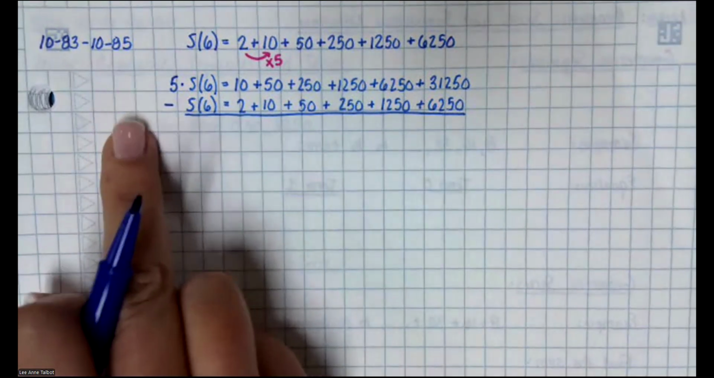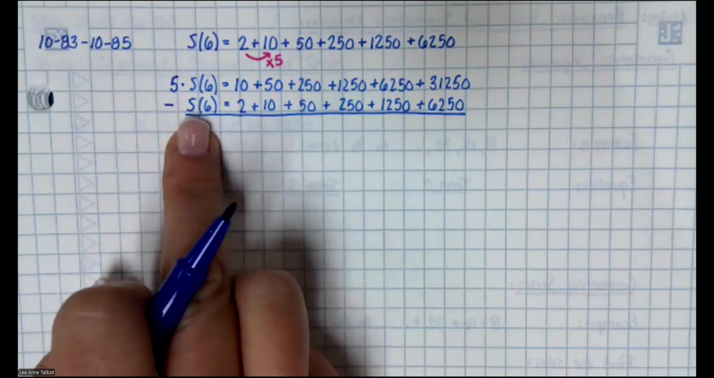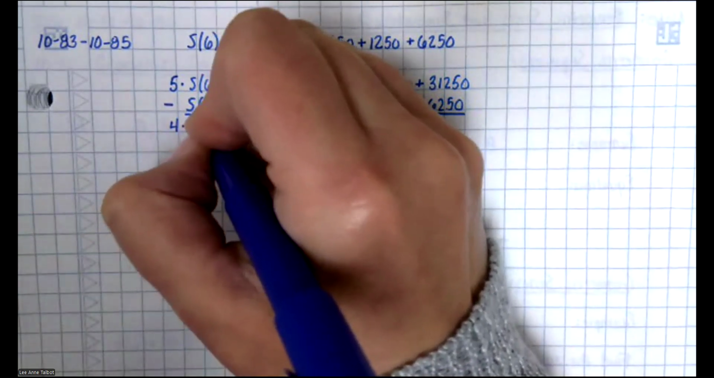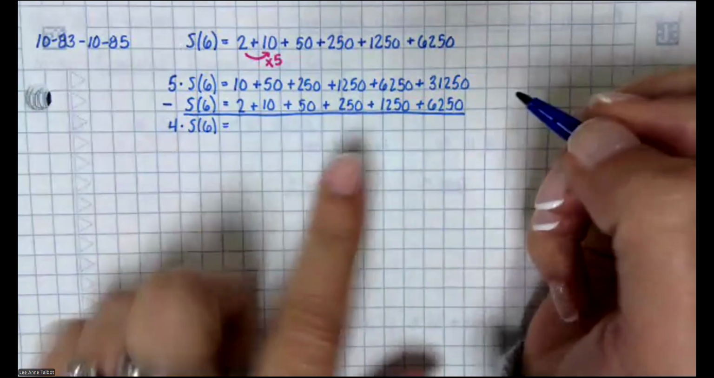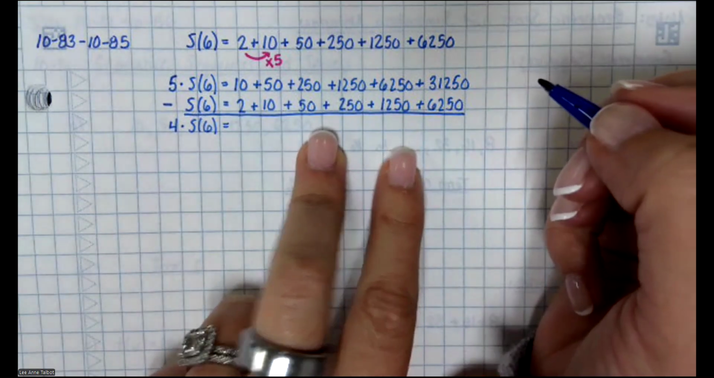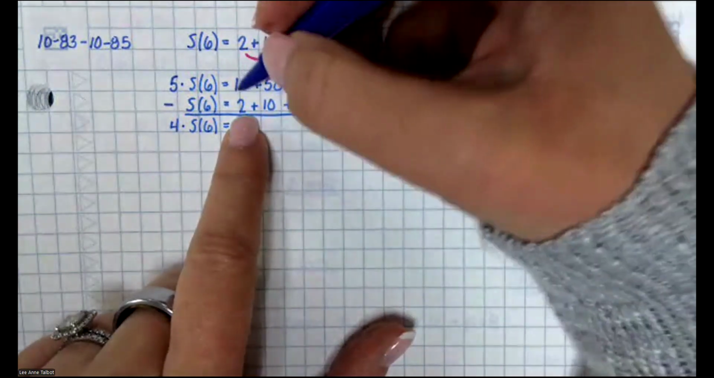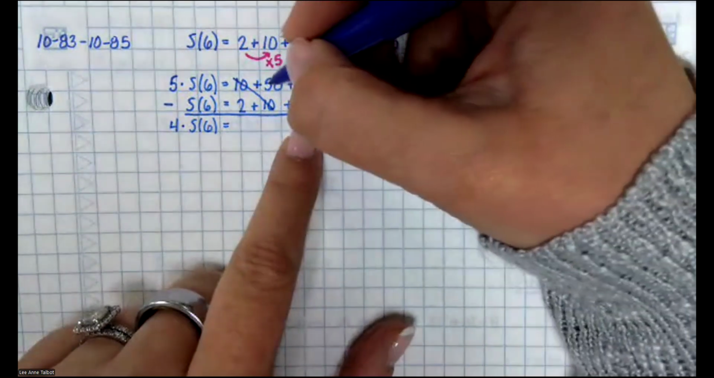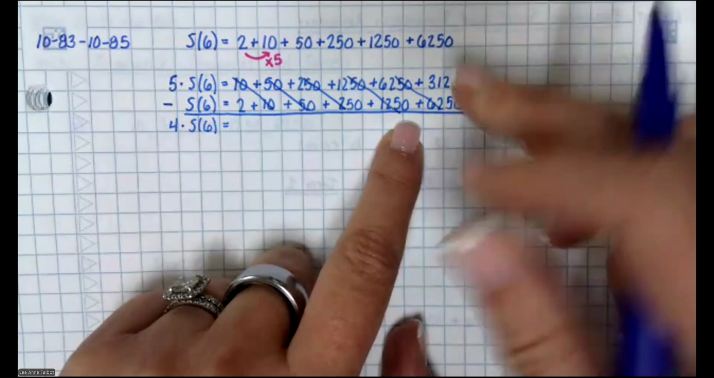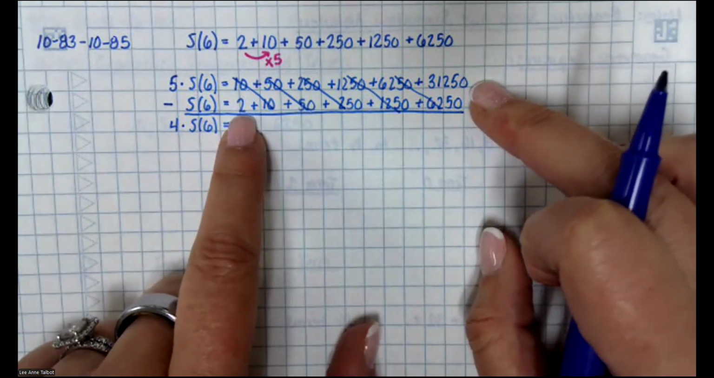Okay, now on this side, this is like 5x minus x. What's 5x minus x? 4x. So we have 4 times the sum of 6 numbers. And on this side, I'm hoping you see that some stuff cancels out, because when I'm subtracting everything, the 10 cancels, the 50s, 250s, 1250s, 6250s. Okay, so the only thing that's left is this guy up here and this guy up here.